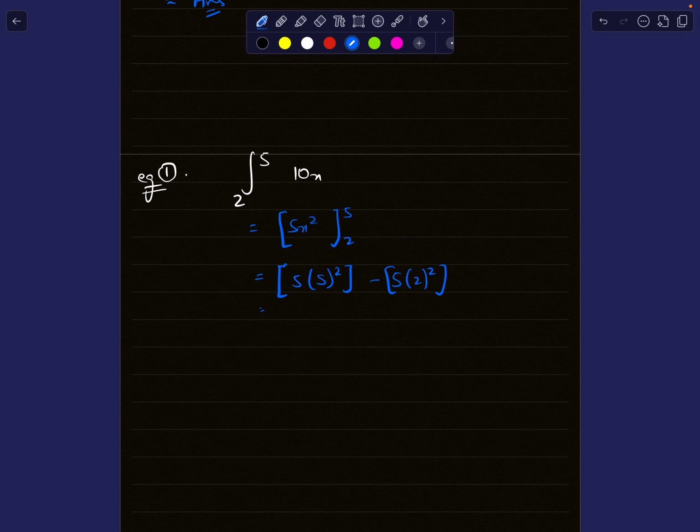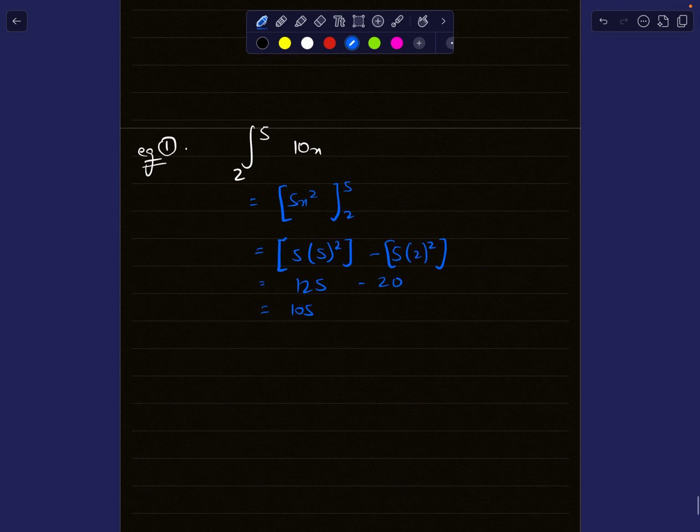Let's speed things up a bit, and we have 125 minus 20, that is 105. So our final answer is 105. Moving on, our second example. Let's say the limits are 10 and 2, and we have something which looks like this. We have a square root in the denominator.